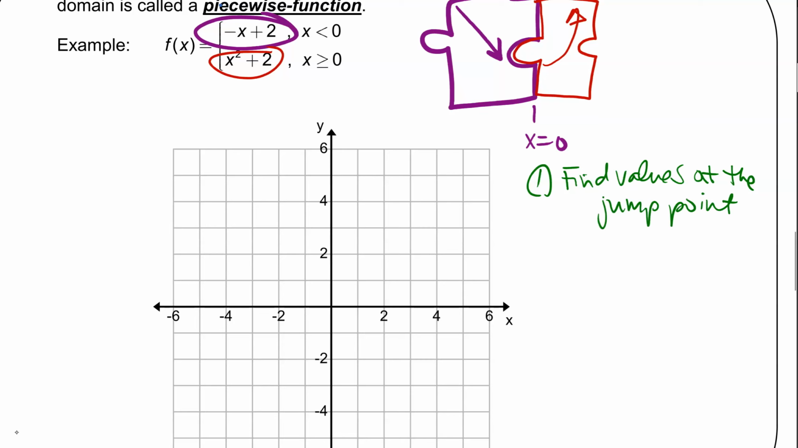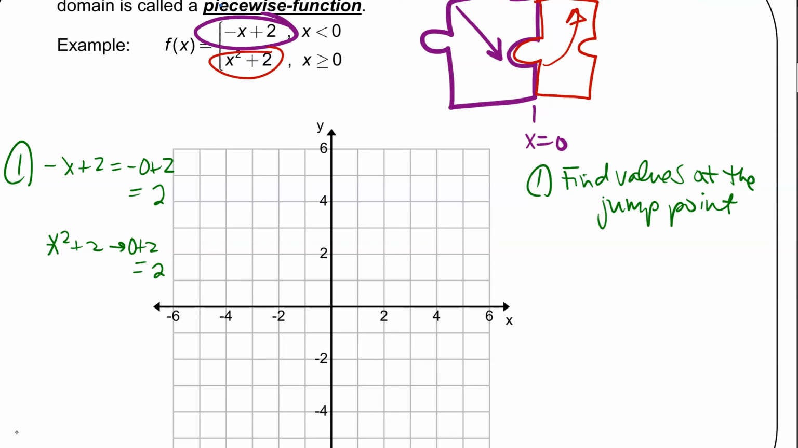So the place where I'm switching is at x equals 0. That's my boundary. That's where I'm switching from one function to the other. So at negative x plus 2, that would just be negative 0 plus 2, so that's equal to 2. Let's see, x squared plus 2, plug it in. I have 0 plus 2, so that's just equal to 2. Check. I found the values at the jump point.